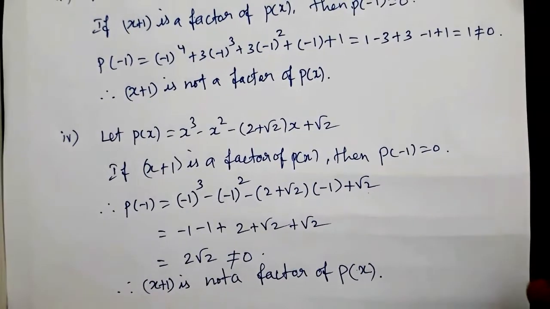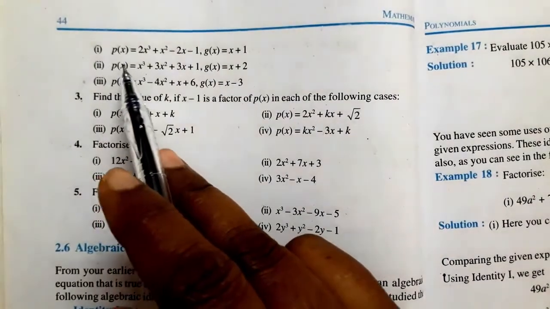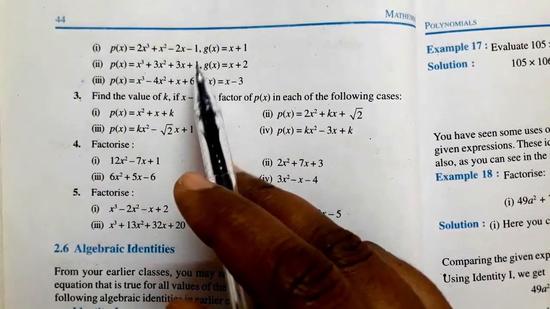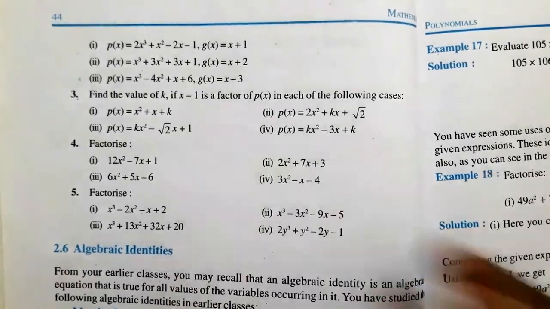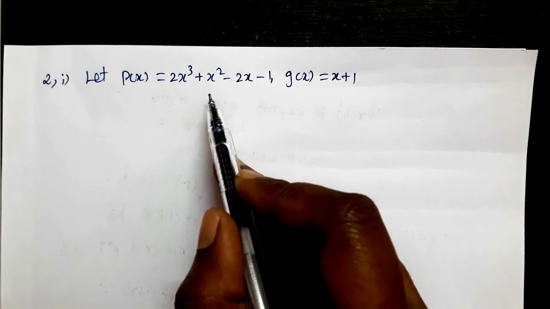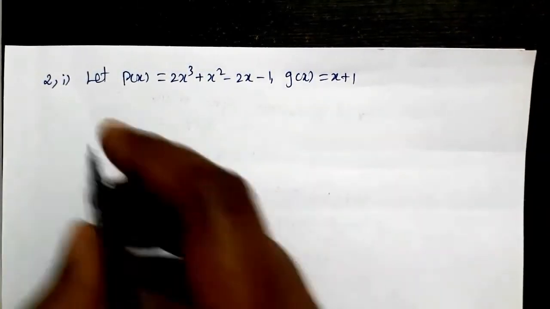Now move on to the next Roman. Question number 2. Use the factor theorem to determine whether g of x is a factor of p of x in each of the following cases. First sub question: p of x equal to 2x cube plus x square minus 2x minus 1 and g of x equal to x plus 1.